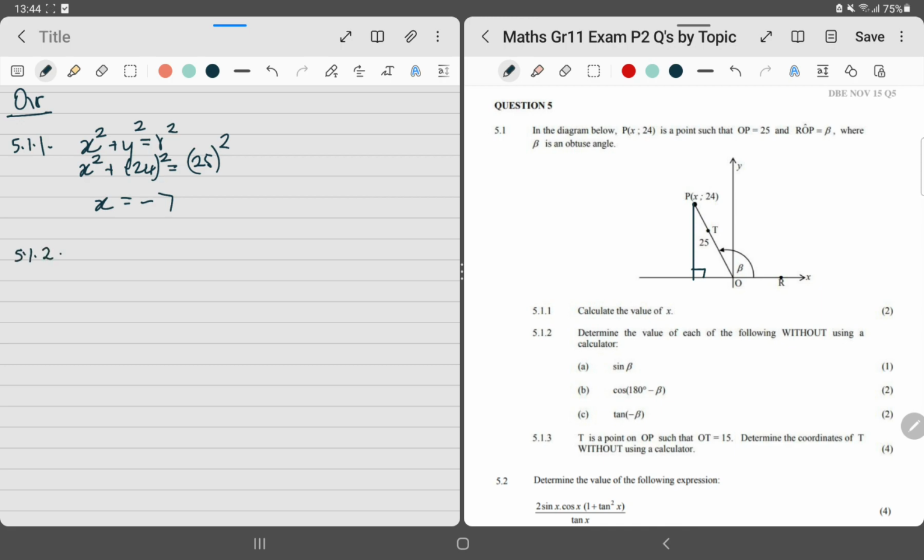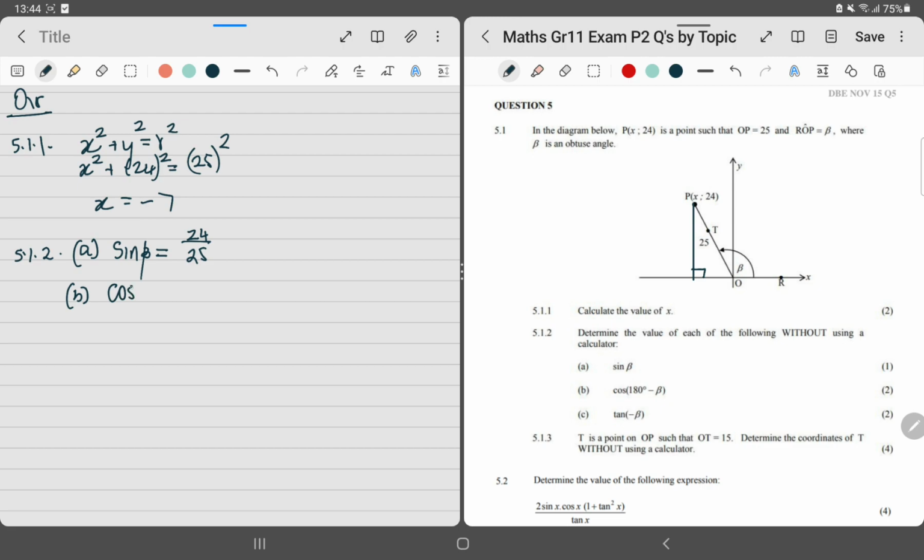5.1.2. Determine the value of each of the following without using a calculator. A, so sine of beta. So sine is opposite over the hypotenuse. So the opposite is y, which is 24. The hypotenuse is 25.